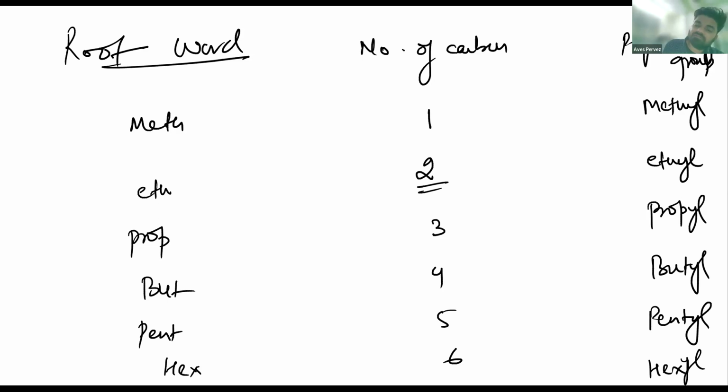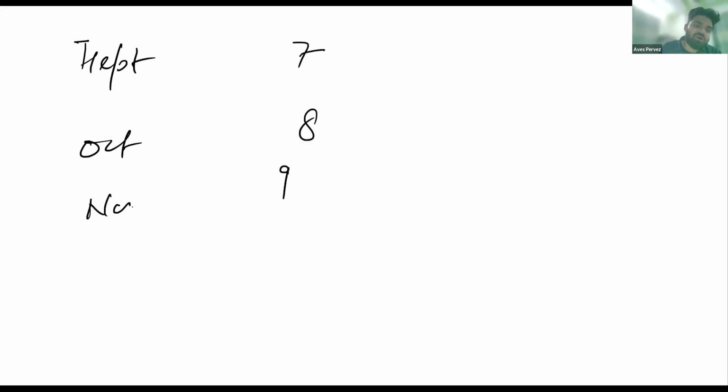Next, if we have seven carbons as a root, we use hept. For eight carbons, we use oct. For nine carbons, we use non. For ten carbons, we use dec. Have you noted? Yes, sir. Sir, seven, eight, nine, ten are not in the portion for us, right? It can be.